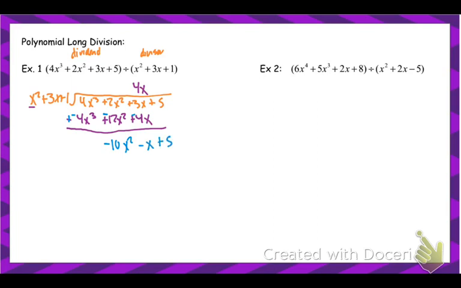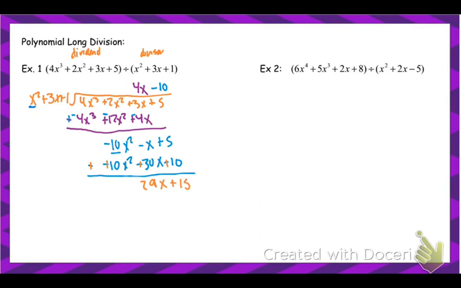And then I do it again. I look at my first term, and that's going to be minus 10. Multiply that negative 10 by everything. So negative 10x squared minus 30x minus 10. And then I'm going to subtract everything, and I'm going to go ahead and change this to a plus and change all my signs. So 20, I lost. There we go.